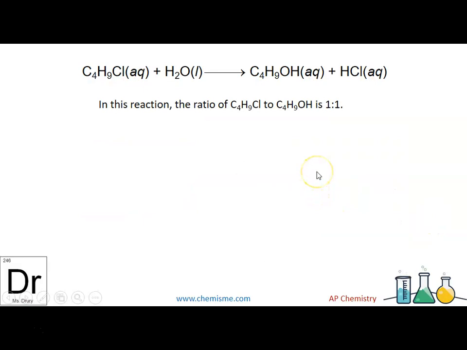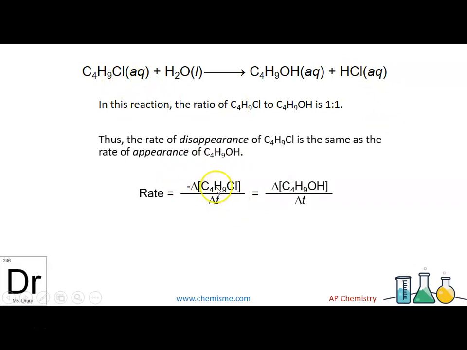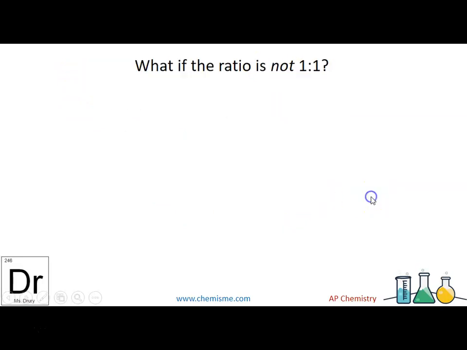And so here's a reaction we were going through. Chlorobutane reacting with water is forming a hydroxide group and an acid. The reaction is a 1-to-1 ratio. So every time you lose the chlorobutane, you're forming this other particle at the same rate. The only difference is this was negative because it was being used, and this was positive because it was being formed. But what happens if another reaction does not have a 1-to-1 ratio? How can you figure out how much another particle is forming?